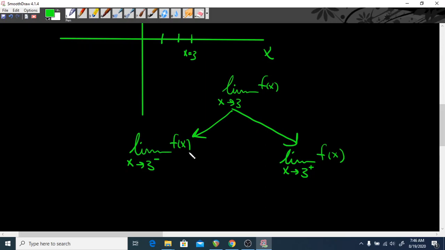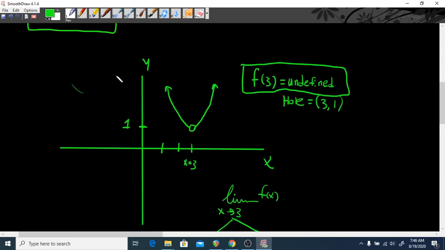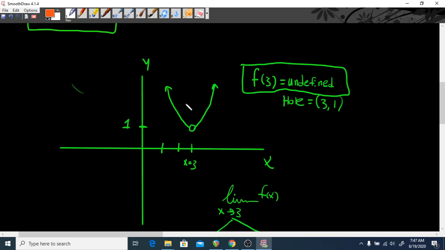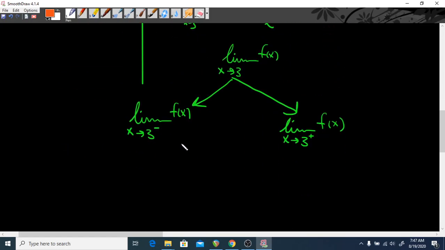Okay? And so let's discuss these one at a time. First, let's talk about the left-hand limit. So what it means to figure out a left-hand limit is the following. All you have to do is think about the x value in question, 3.